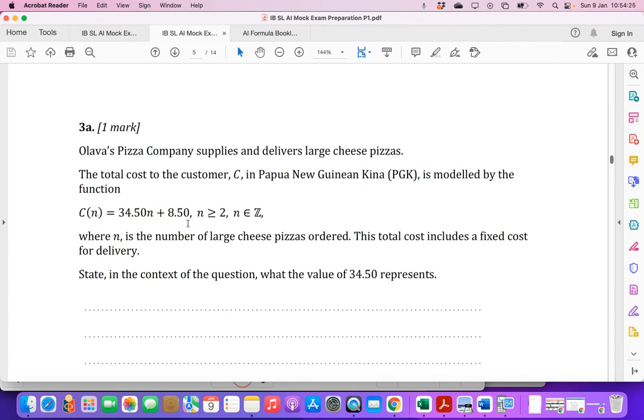Okay, and then they're going to ask us what the 850 means. This is a fixed cost. It's a delivery company, so I think that's probably the delivery cost. And then the last question is what is the minimum number of pizzas here? And it's indicated n has got to be greater than or equal to 2, and the Z means that n is an integer, of course, because it's a count of how many pizzas there are.